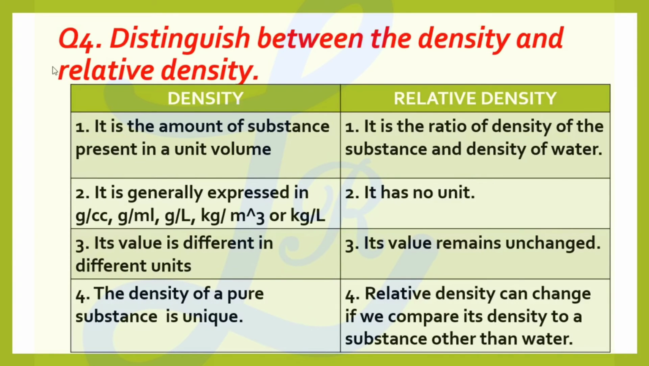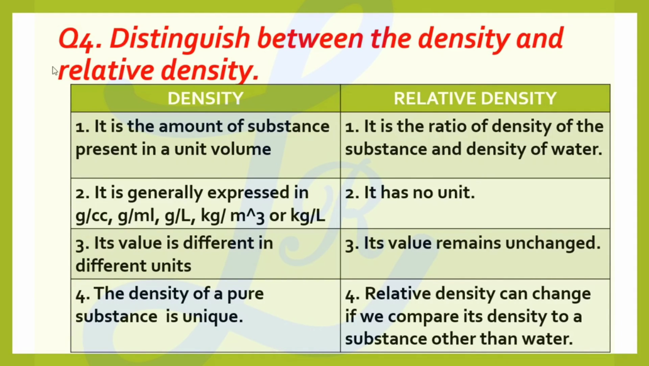Next, differences. Density is generally expressed in gram per cc, gram per milliliter, gram per liter, kg per meter cube or kg per liter. These are the main units in which we express density. Whereas relative density has no units. Why? Because when you compare two densities, the unit of one is cancelled by the unit of the other. The same unit in the numerator and denominator cancels out. It gives you just a number which indicates the number of times the density of one substance in the numerator is greater than the density of the other substance in the denominator.